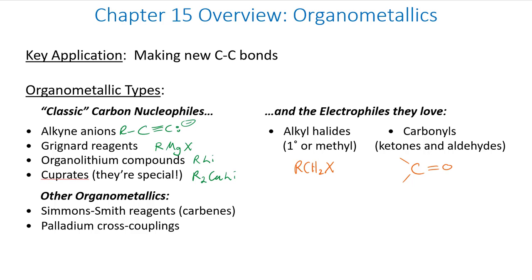And as we think about how we're going to divide this material, we're going to consider the classic carbon nucleophiles as basically all doing essentially the same reactions, and they can either react with alkyl halides or with carbonyls. Now it's worth noting that the cuprates are special. They can do some things that the other types of organometallics can't. And then the other two groups that we'll just take a quick look at to become familiar with the general idea there.